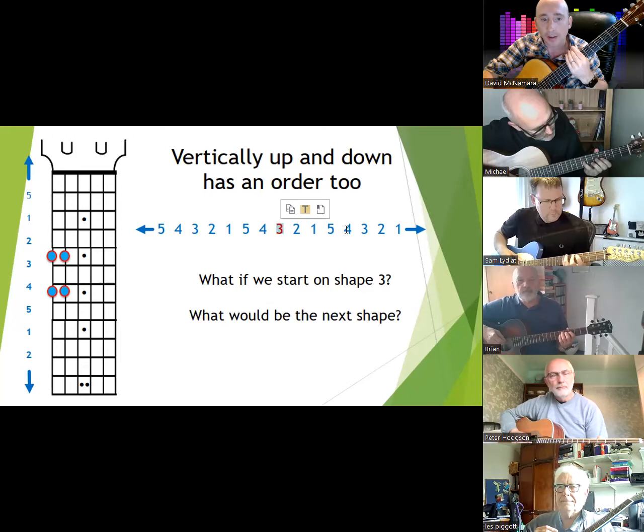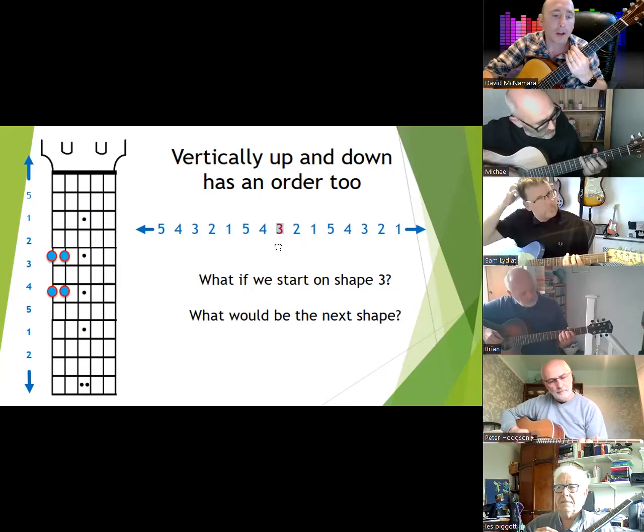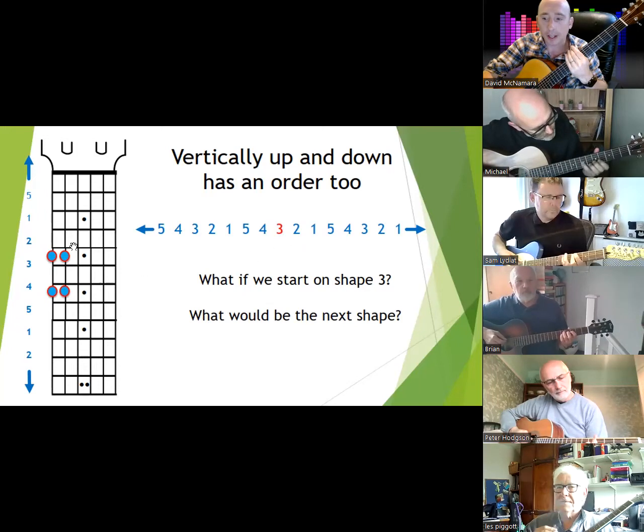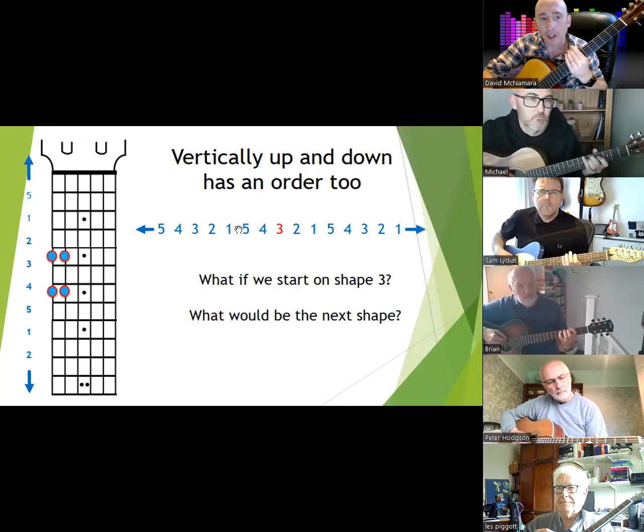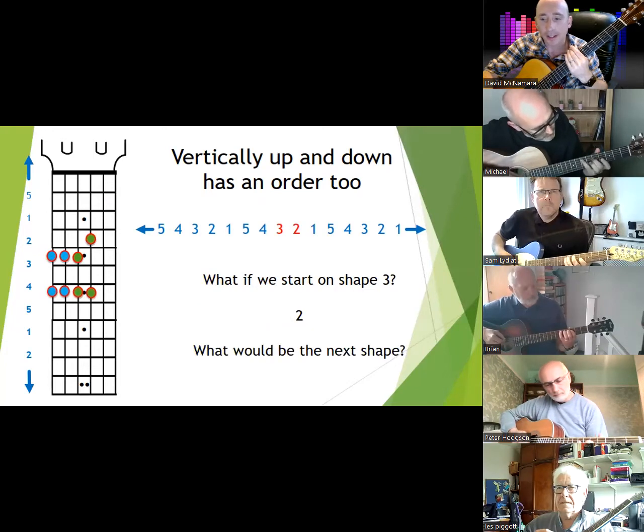We want to go down. So you go back to that one that's got the 3 and the 4. See, we're on this little box here. That's the 3rd box, the 3rd shape. So to find the position below it, you've got to use this vertical... so you go onto the second shape, the 2nd shape, which is a 3 and a 4.